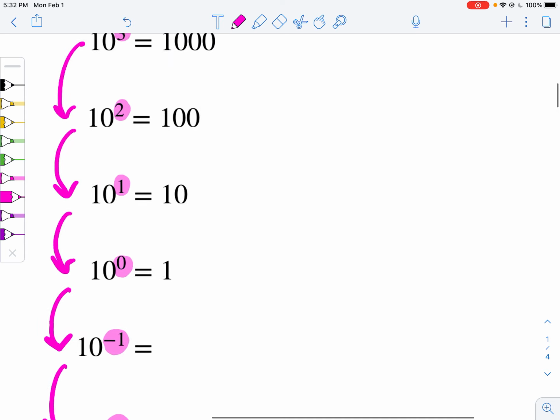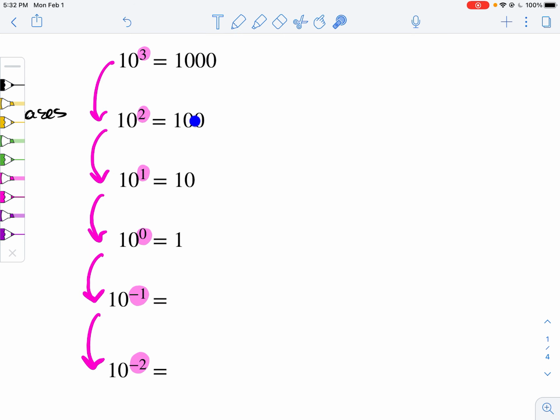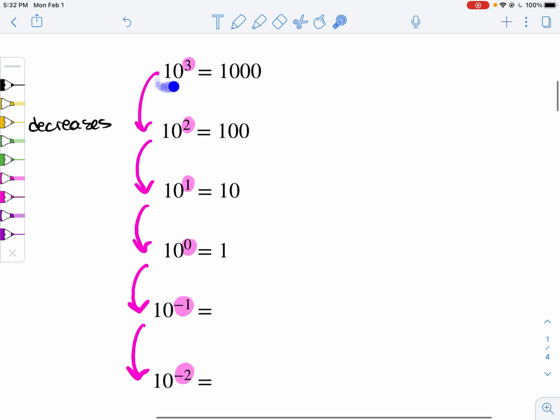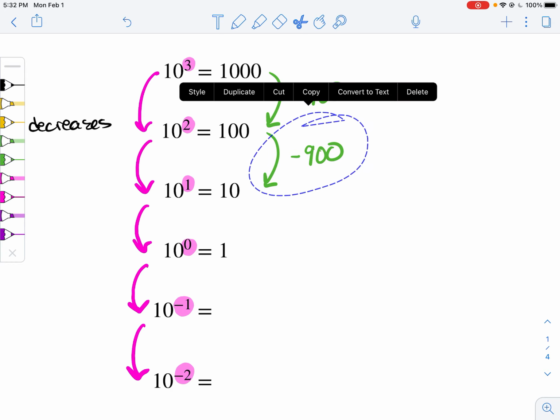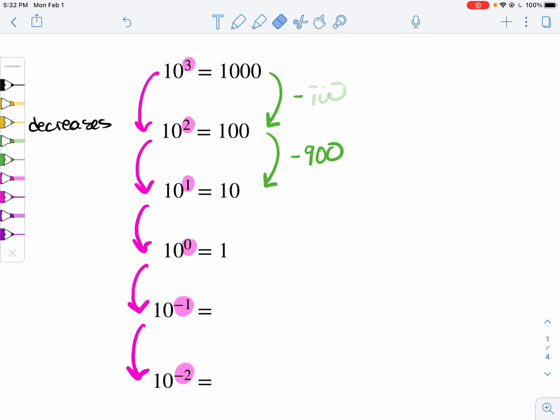On the other hand, we have 1,000, 100, 10, 1. What's the pattern there? By the way, these are true facts: 10 cubed is 1,000, 10 squared is 100. To get from 1,000 to 100, we can subtract 900, but if I do that again, that's not going to get me to my next step. So instead, I need a new rule. Instead of subtract 900, a better rule is to divide by 10.